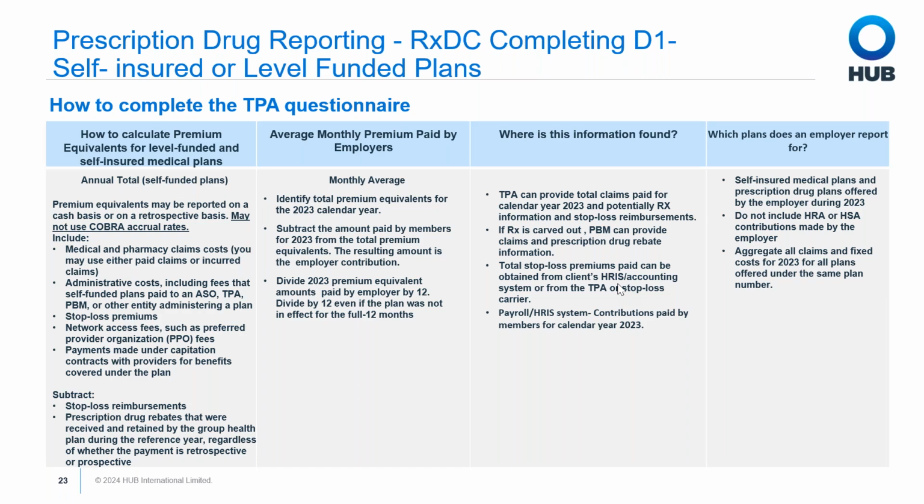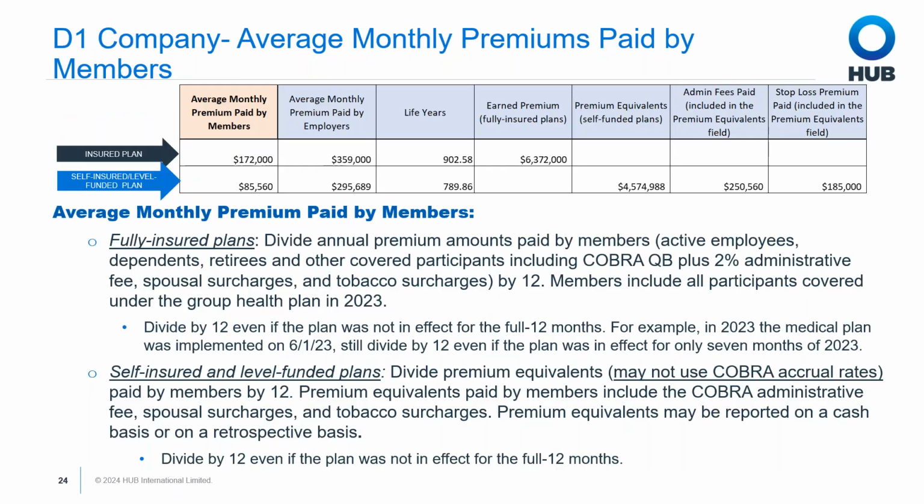As noted earlier, you report on the plans that are self-insured or level funded. You aggregate all of the plans that you were offering in 2023 that were self-insured or level funded, and you aggregate all of those costs, assuming that they're in the same plan number, assuming that they're one single plan. If you have two separate plans, like one from a union and one from a non-union, you would report separately for each of those plans. You would not include any HRA or HSA contributions made by the plan during 2023, and hopefully that will give you great parameters on how to calculate the average monthly premiums.